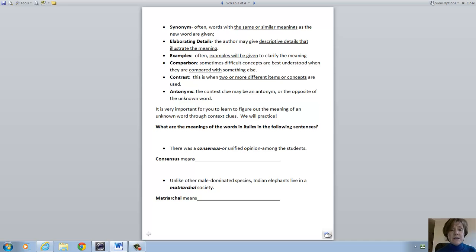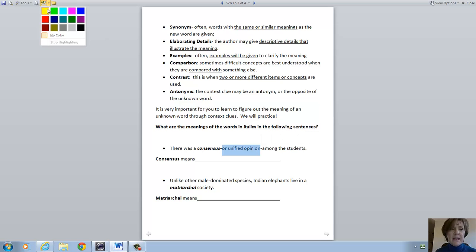So let's look at those now. What are the meanings of the words in italics in the following sentences? The first one: there was a consensus or unified opinion among the students. Consensus is our unknown word. Unified opinion, that would be our clue. Or, that's your word, or unified opinion.